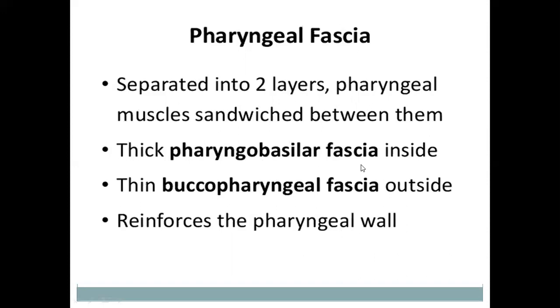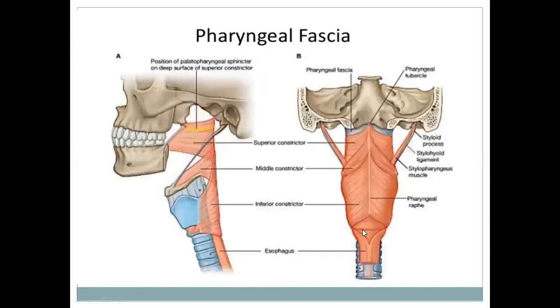We have formed the tough boundary of the nasopharynx. The buccopharyngeal fascia covers the constrictor muscles from the outside, and these two fascias reinforce the pharyngeal wall. So this is the pharyngobasilar fascia, which is attached over the pharyngeal tubercle, and laterally it is attached to the petrous part of the temporal bone. So this is the pharyngeal fascia, which forms the posterolateral boundary of the nasopharynx, because we don't want to collapse the nasopharynx. That's why we have given the tough boundary to the nasopharynx.